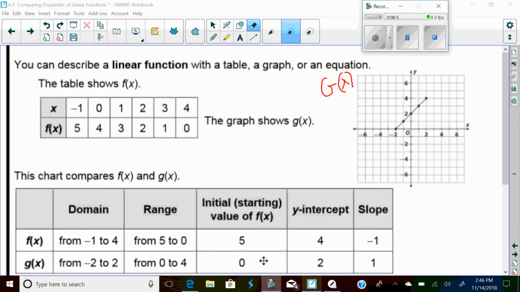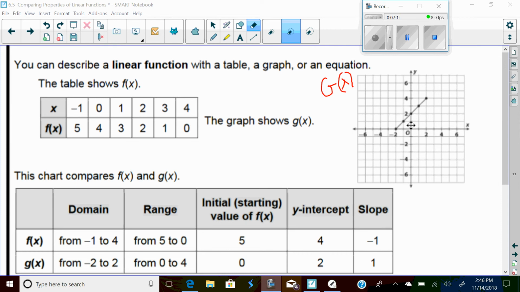Then you're going to find your range. How low does it go? Well, on the y-axis, it goes from 0 all the way up to 4. So it's going to be from 0 to 4. On your first x value, what is your y? My first x value is -2, and my y is 0. So that's my initial value. My y-intercept, that's when it crosses the y-axis, when x is 0. So it does that at 2.